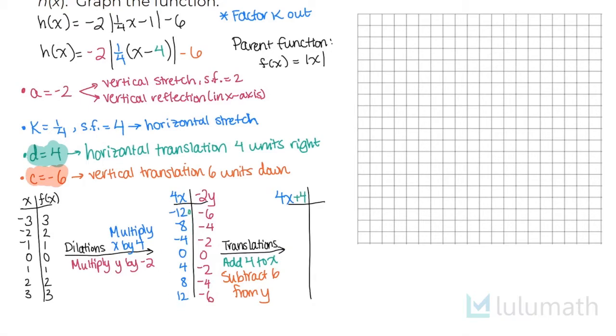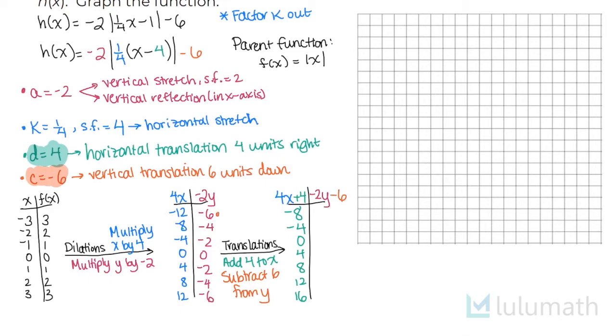So -12 plus 4 is -8. -8 plus 4 is -4. -4 plus 4 is 0, so on and so forth. And then I'm going to subtract 6 from these y values. So I can write down in my heading here -2y, and then I'll write -6.